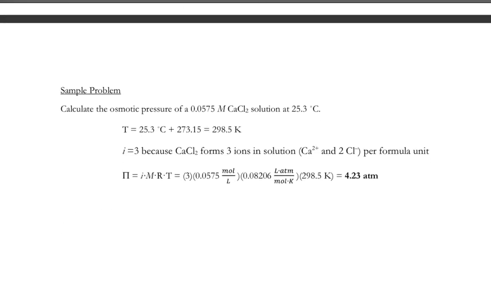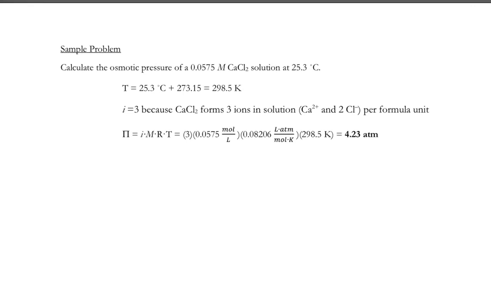Here's a sample problem. Calculate the osmotic pressure of 0.0575 molar calcium chloride solution at 25.3 degrees Celsius. So first off, we convert the Celsius into Kelvin by adding 273.15. We get the temperature in Kelvin to be 298.5 Kelvin. The Van 't Hoff factor we assume to be 3 because we have an ionic compound that breaks into 3 ions. So we have pi equals i M R T.